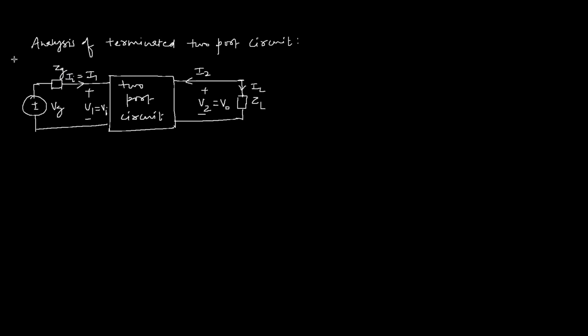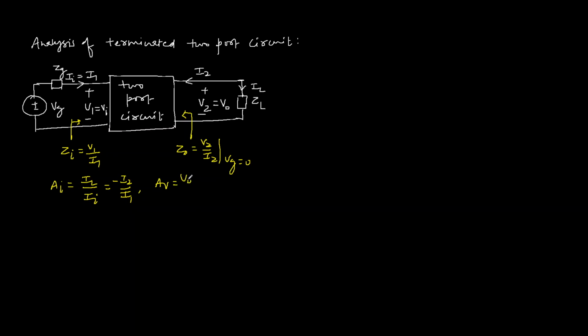Now for this circuit, we have to find out the input impedance Zi, which is V1 over I1, and the output impedance Z0, which is V2 over I2 when VG is 0. We will also find out the current gain, which is IL over Ii or negative I2 over I1, and the voltage gain V0 over Vi or V2 over V1.